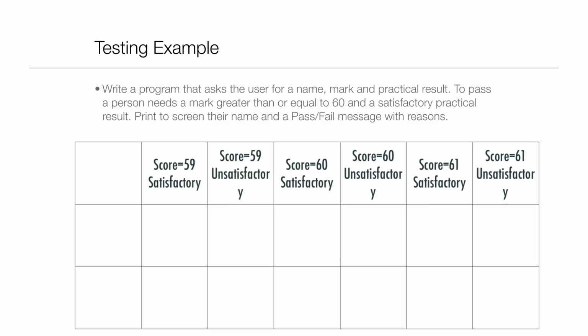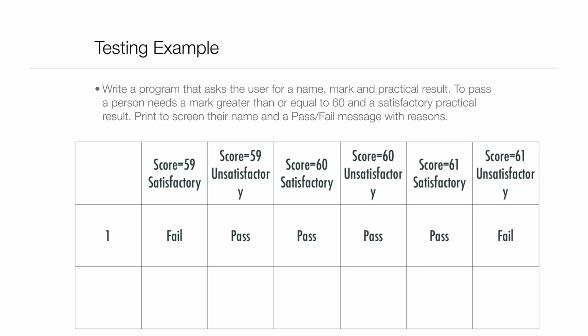So let's say I write my code, and when I test it, I get these results. 59 satisfactory, I failed. 59 unsatisfactory, I passed. 60 pass, 60 pass, fail. Did that successfully answer the problem? No. Why not? There's a fact this 59 unsatisfactory pass.